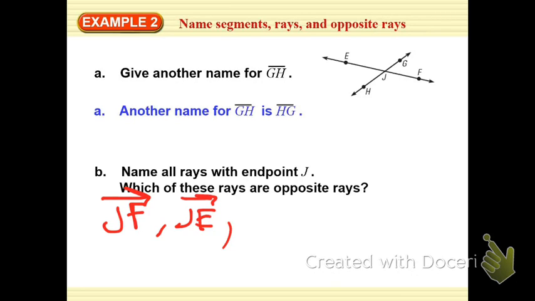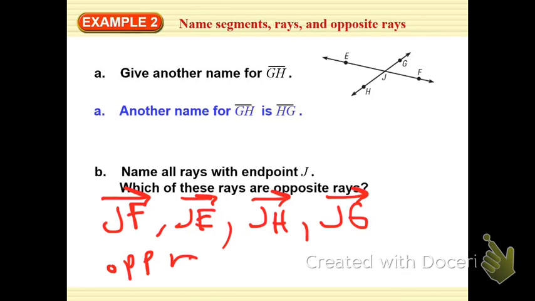Okay. Go ahead, next person in the row. JH. Okay. Give me another one. JG. All right, you guys got it. Now, which ones would be the opposite rays? Give me a pair of opposite rays. Yes. JE and JF. Yes, JE and JF are opposite rays.